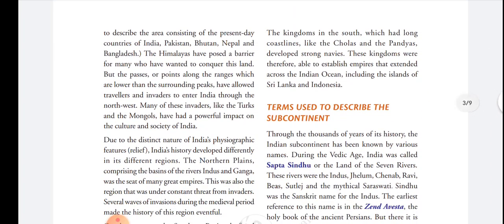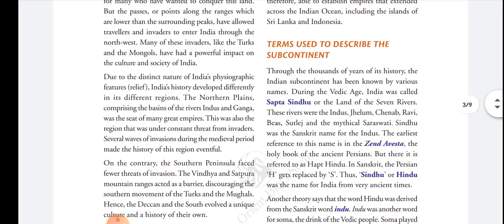The kingdoms in the south also had a long coastline, and the Cholas and the Pandyas developed strong navies. Many kingdoms were established in the south, like the Chola kingdom and the Pandya kingdom. They developed strong navies, and these kingdoms were therefore able to establish empires that extended across the Indian Ocean, including the island of Sri Lanka and Indonesia. They also ruled over these countries.